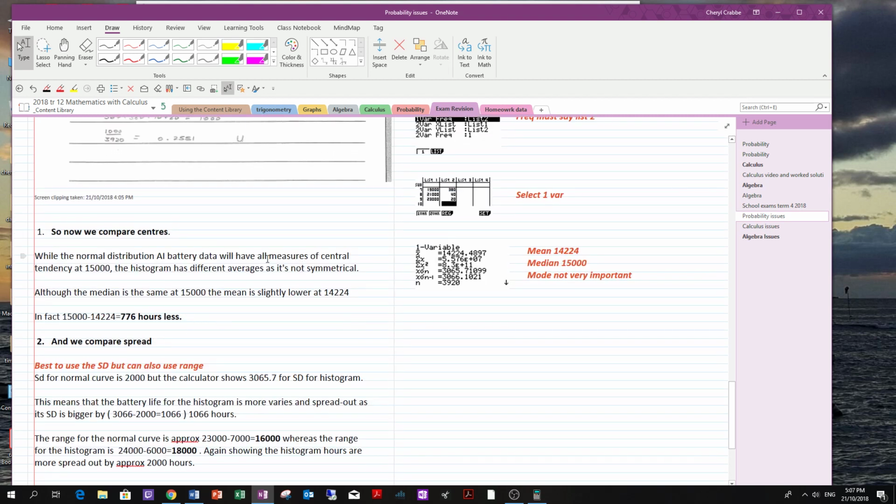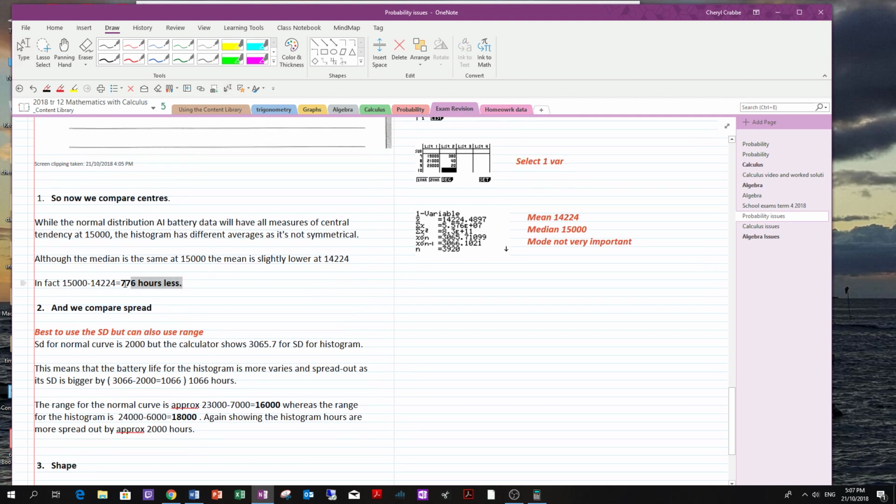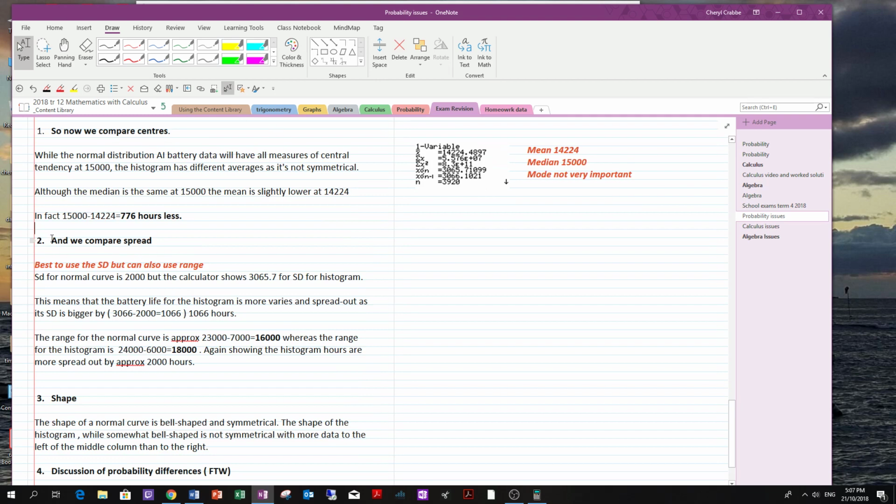All right, so that's how you compare centers. You have to use numbers. You actually have to calculate and use your calculator to get those numbers, and then you compare specifically, very, very specifically. 776 hours less is the mean. Now, the next thing is we do the spread. For spread, you should do the standard deviations, which is a measure of spread, and if you want, the range. But most important is to do the standard deviation.